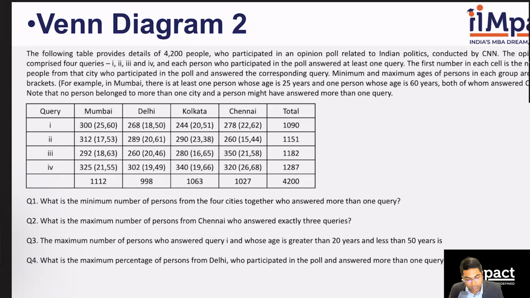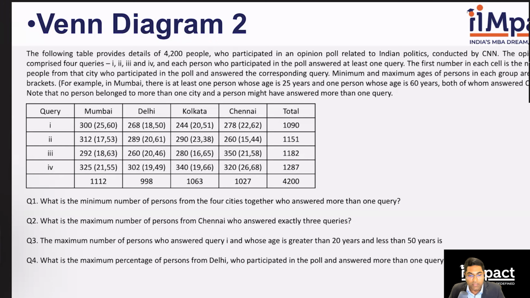Let's read the question together. The following table provides details of 4,200 people who participated in an opinion poll related to Indian politics conducted by CNN. The opinion poll comprised 4 queries, 1, 2, 3, and 4. And each person who participated in the poll answered at least one query. Again, this just tells us that nobody being counted has not voted. Minimum and maximum ages of the persons in each group are given in the brackets.